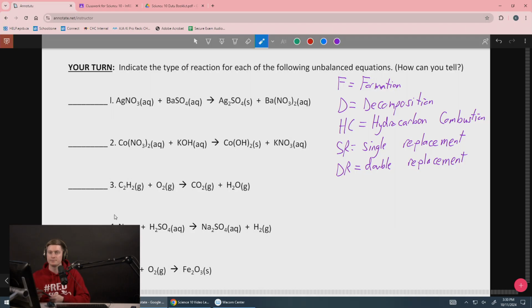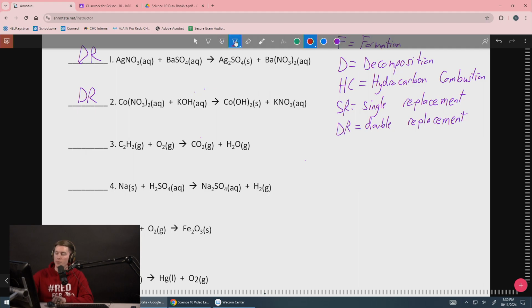All right, I'm going to work through these one by one. I have two compounds reacting together to form two new compounds. That's a double replacement. Once again, I have two compounds reacting together to form two new compounds. Also a double replacement.